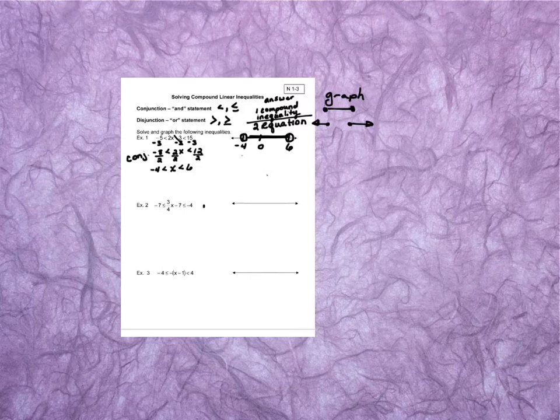Looking at example 2, solve it the same way. Add 7 across. That 7 adds to be 0. This 7 adds to be 0. So we have 0 is less than or equal to 3/4 x, which is less than or equal to -4. We need to multiply by 4/3 to clear the fraction.